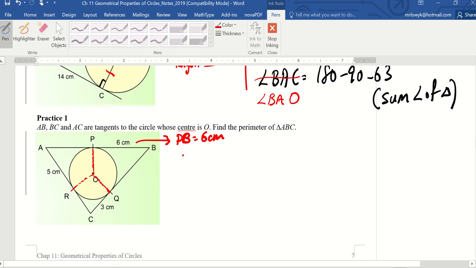Now next, they also want you to write RC equals to CQ equals to 3 cm. What's the reason? Same. When same, can use the double stroke. Exam also can. Last one. AP is equals to AR is equals to 5 cm. Why? Same. Therefore, perimeter is add everything together. That's all. Is that okay?